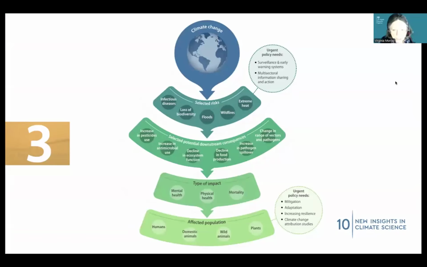So what we did was to have this amazing diagram where we show that climate change has urgent policy needs at the top for surveillance and early warning system and multi-sectoral information sharing for extreme heat, wildfires, and floods, loss of biodiversity, and infectious diseases. And the consequence of this might be increased use of pesticides, increase in antimicrobial use, decline in ecosystem function, decline in food production, increase in pathogens spillover, and change in the rate of vectors and pathogens. And the impact will be on mental, physical, and mortality. And it will include humans, domestic animals, wild animals, and plants. So we have urgent needs for mitigation, adaptation, increasing resilience, and climate change attribution studies.